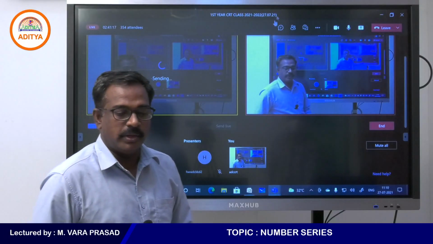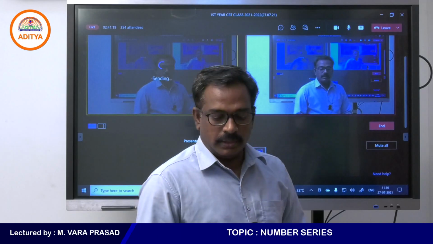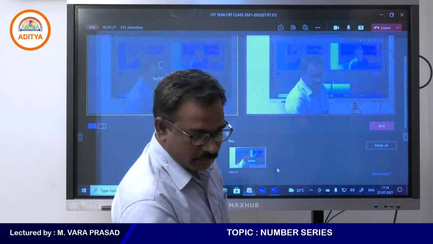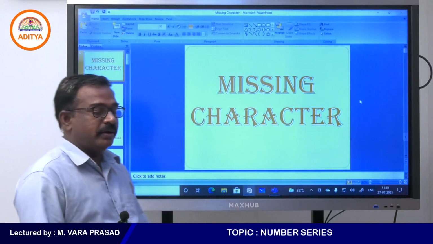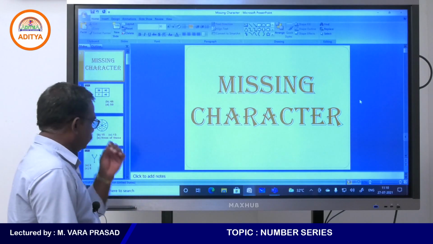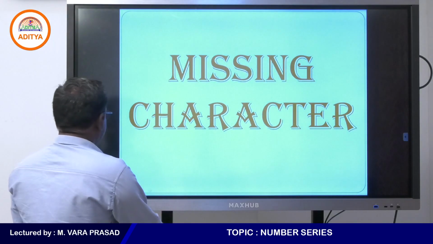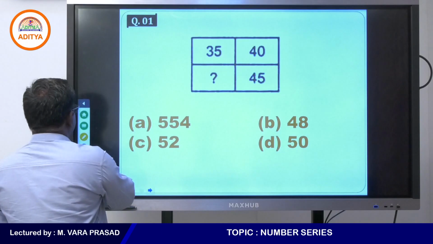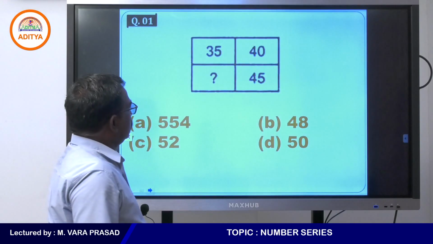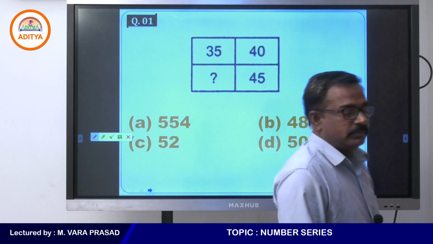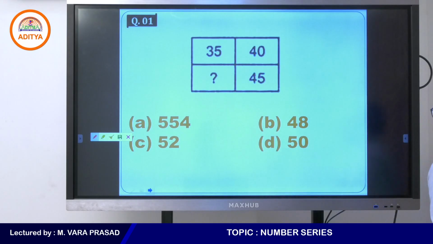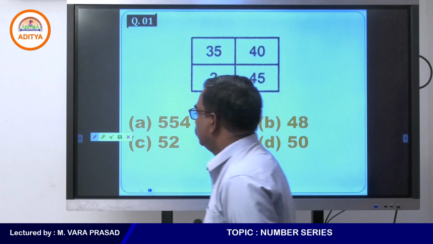Good morning students, good morning everyone, and today we are going to discuss number series only, but in a different manner, like pictorial diagrams we are discussing, right. See this one, what is the next one you see? Next one you see, this is also number series only, but in diagrams manner they will give, right.